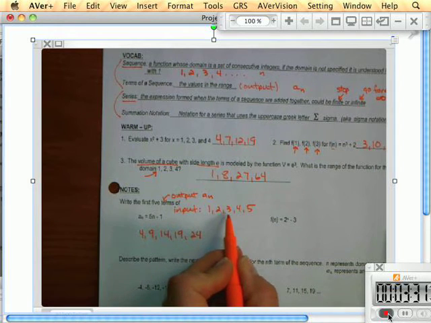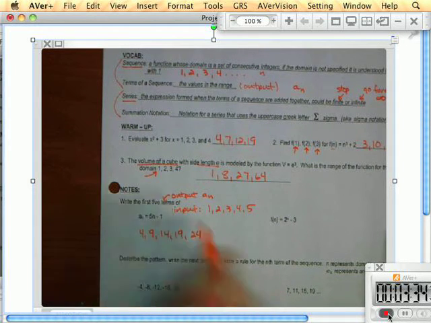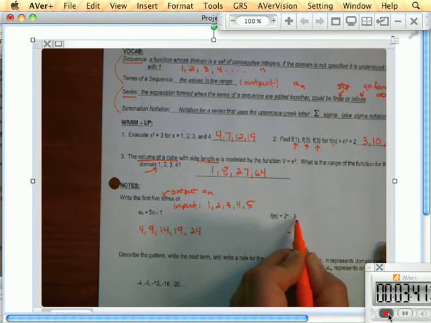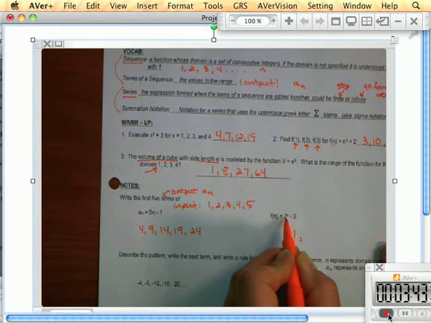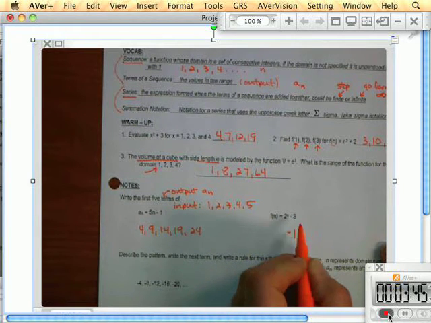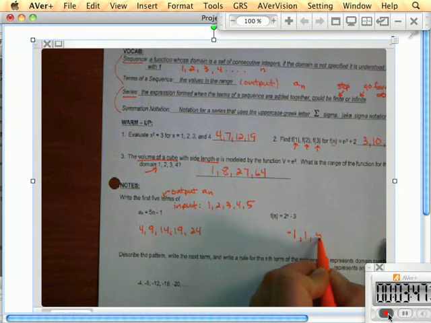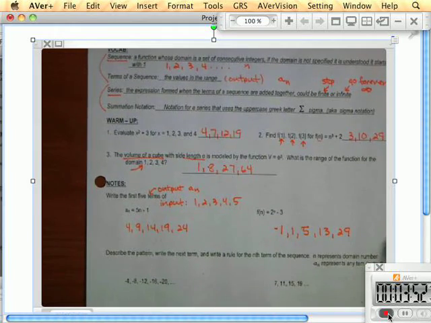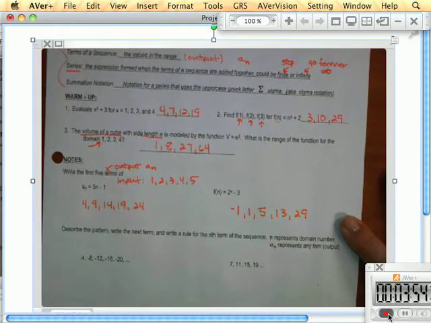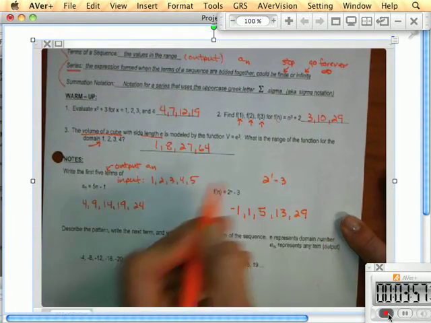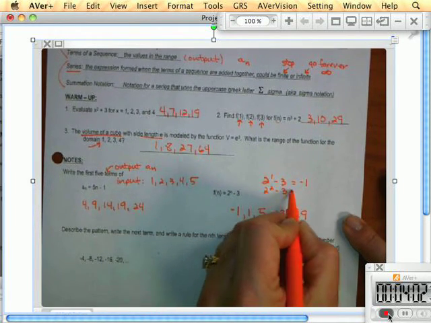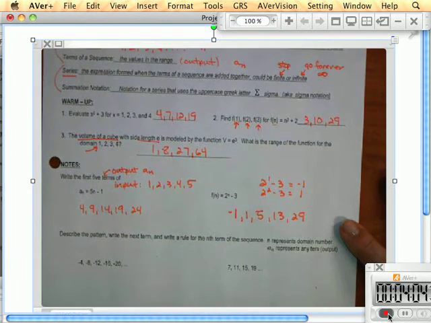If the input is 1, 2, 3, 4, 5, because the first 5 terms, I need the first 5 output numbers. With those as input, I would get -1. 2 to the 1 minus 3 would be -1. 2 to the 2 minus 3 would be 1, and so on. I'm going to keep going here. Just to be sure, I'm going to write this out. 2 to the 2 minus 3 equals 1, and so on.